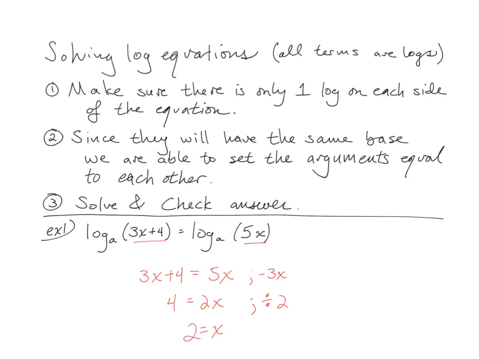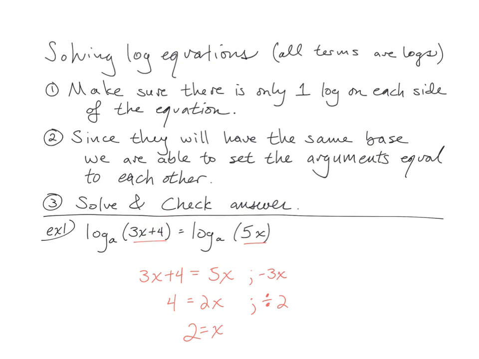But like we did with the other log equations that you've learned, you have to check your answer. And again, it's as simple as taking your answer, x equals 2, and substituting it into each argument that has a variable. So here I see 3x plus 4. All right, let's take 2. We can substitute it in here. 3 times 2 is 6. 6 plus 4 is 10.